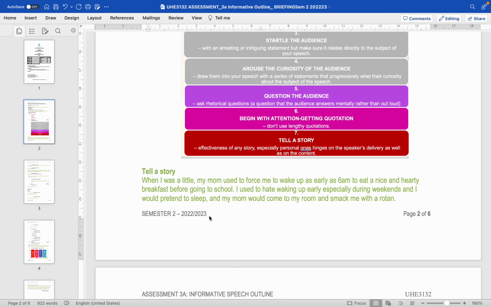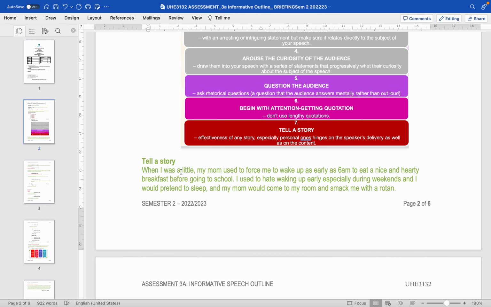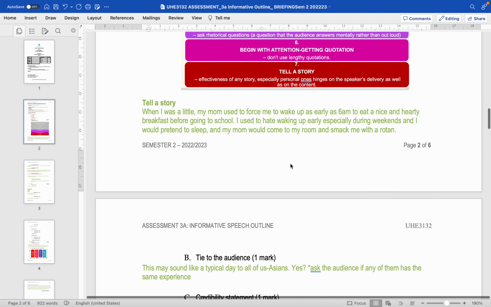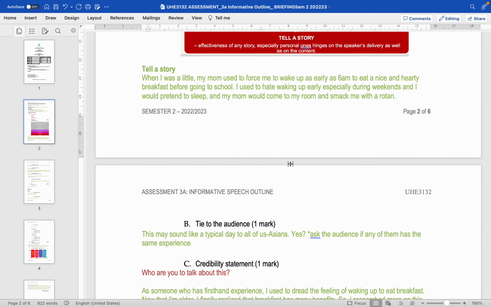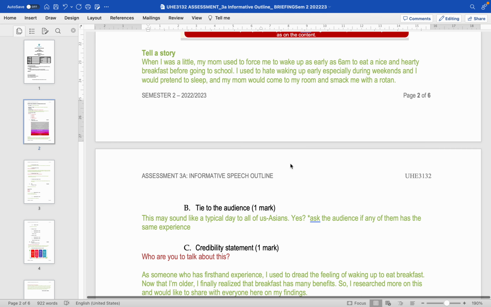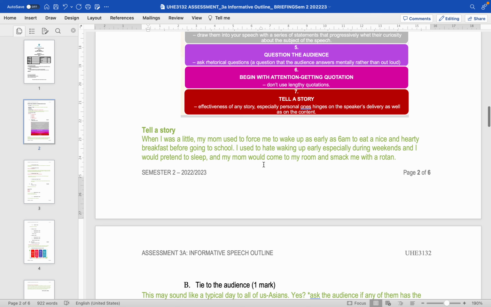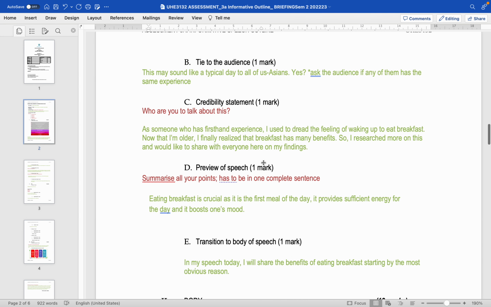So for my attention getter, I'm using the technique tell a story. So I say, when I was little, my mom used to force me to wake up as early as 6 a.m. to eat a nice and hearty breakfast before going to school. I used to hate waking up early, especially during weekends, and I would pretend to sleep, and my mom would come to my room and smack me with a long rotan. Okay, so this is my story. So I'm opening my speech with a story.